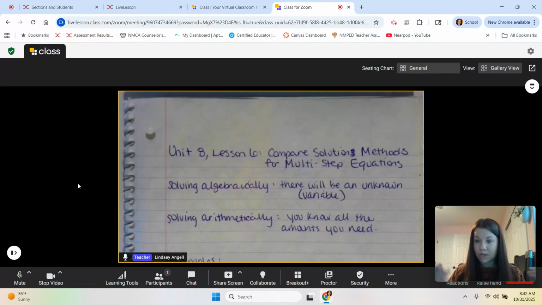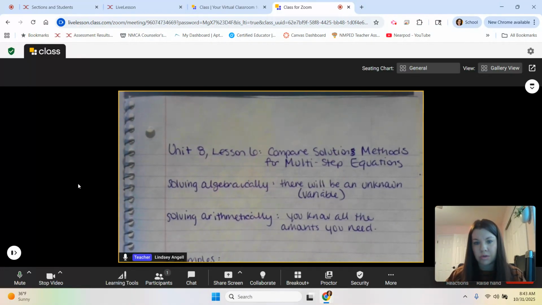Okay, so when you get into word problems especially, there are multiple ways that you can solve a problem most of the time. In your lesson they go over two different ways. They talk about solving algebraically, and that's where there's an unknown, right? You're using a variable, you're using algebraic terms, and things like that. Solving arithmetically, you know all of the amounts that you need and you just have to solve with those. You're not searching for something new, you're just solving with what you've been given, okay? So you'll see that throughout the lesson.